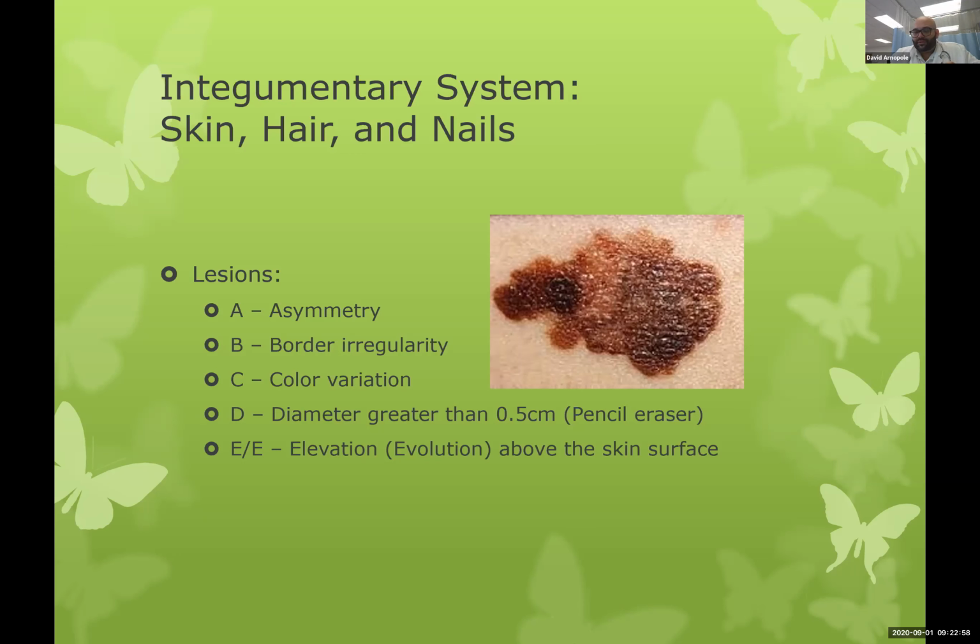Diameter greater than 0.5 centimeters. A pencil eraser. If it's bigger than a pencil eraser, something you worry about. And then the other E is called evolution or elevation. Your book says both. If it's larger than the skin surface, if it bulges up. If you have any of these things, you'd want to make sure you tell the provider about it, so they have a chance to actually go and assess that as well.